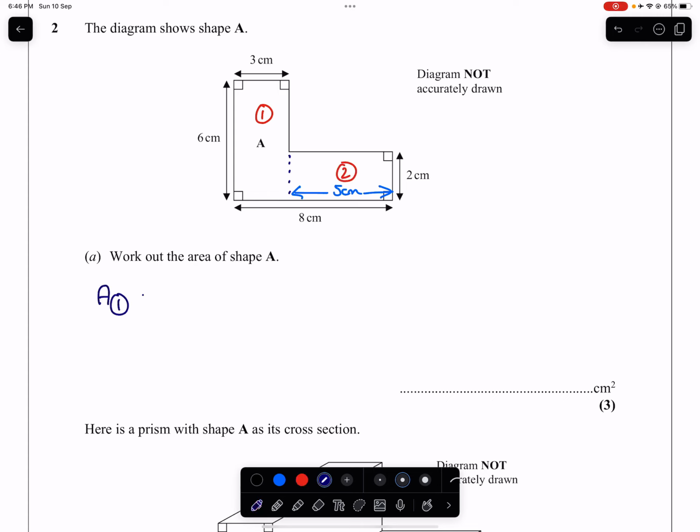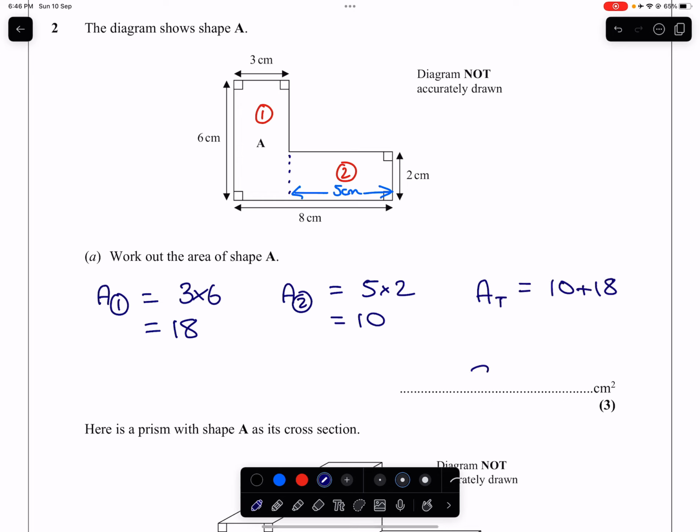So the area of 1, base times height for a rectangle, gives us 3 times 6, which is 18. And the area for 2, also base times height, is going to give us 5 times 2 for 10. And then our total area is going to be these two added together. And 10 plus 18 will give us 28 centimeters squared. So 28 centimeters squared is the area of all of this shape, which leads us swiftly on to part B.